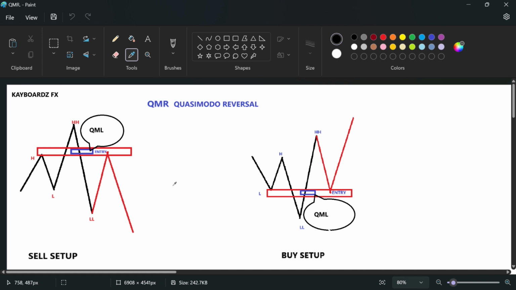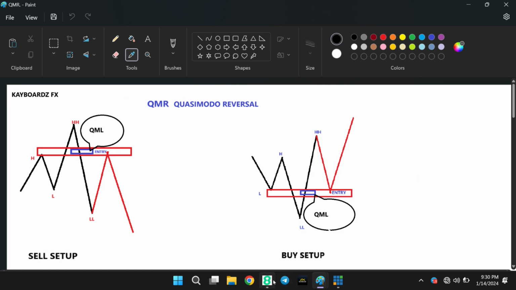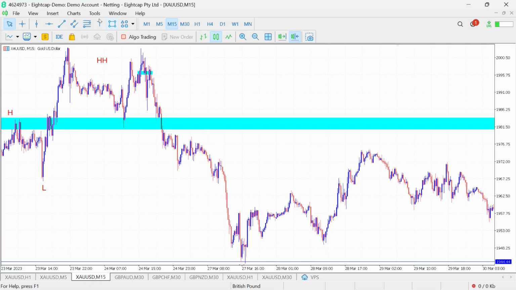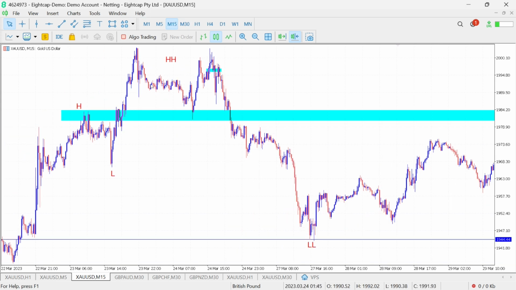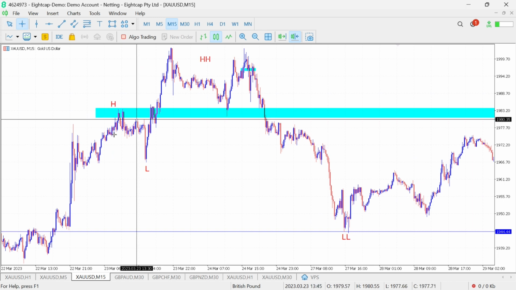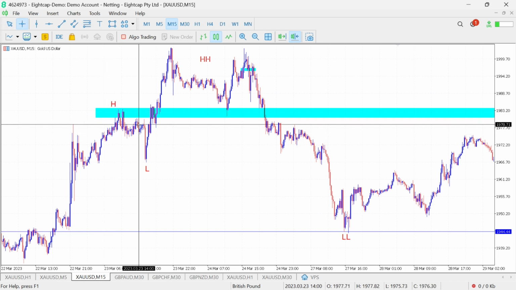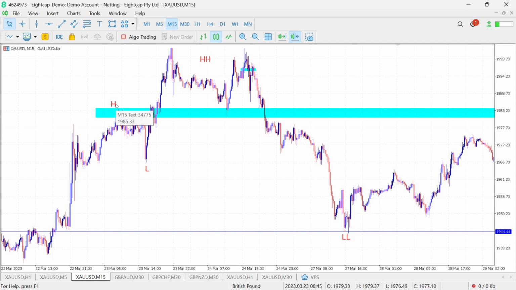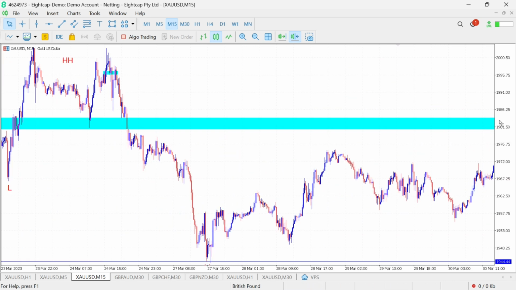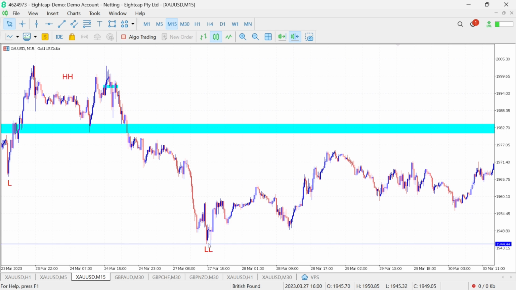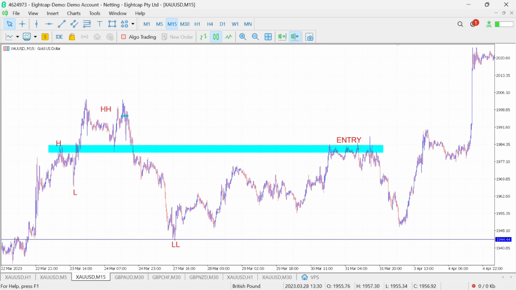So I won't talk about QMC today on the chart. I will only talk about QM reversal on the chart. So let me go to the chart right here. So I've labeled this is gold charts on the 15 minutes time frame. Now this is the chart I've labeled, and this is March 2023. This is high, low, higher high. This is your lower low right here. If I shrink it, you can see it very well. High, low, higher high, lower low, and your entry points.